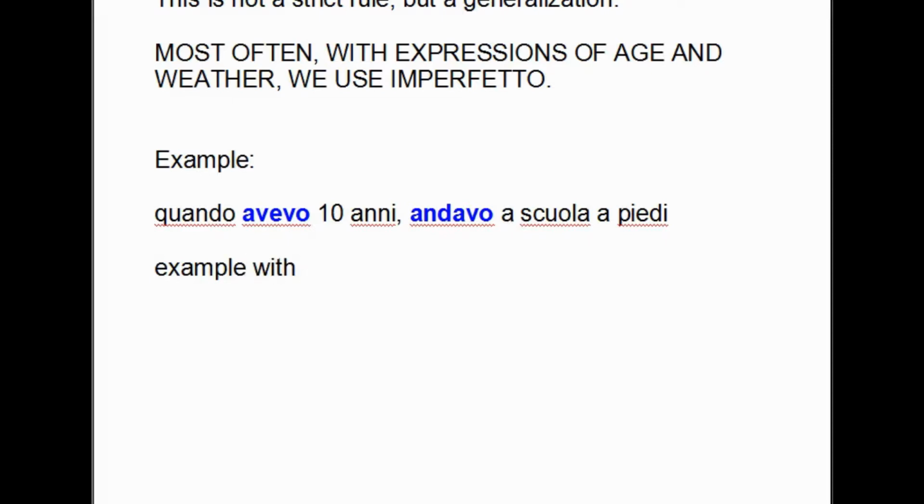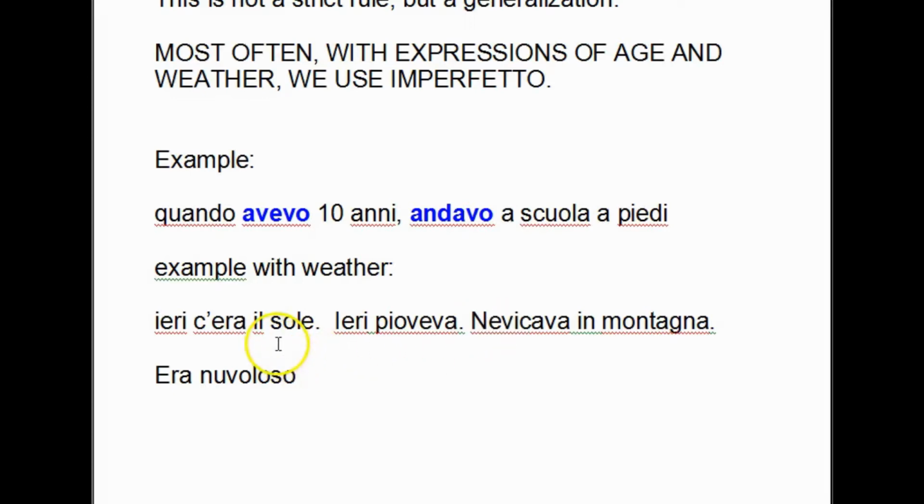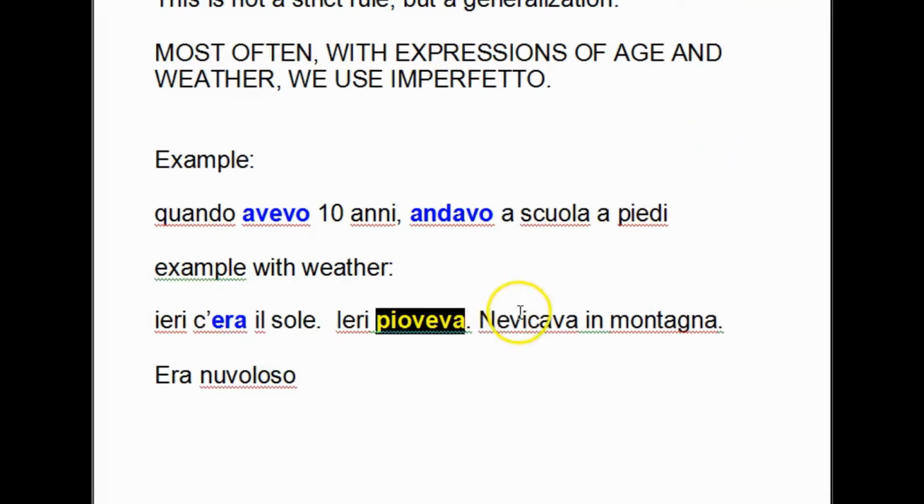With an expression of weather, ieri c'era il sole, or ieri pioveva, nevicava in montagna, era nuvoloso. All of these verbs take the imperfetto.